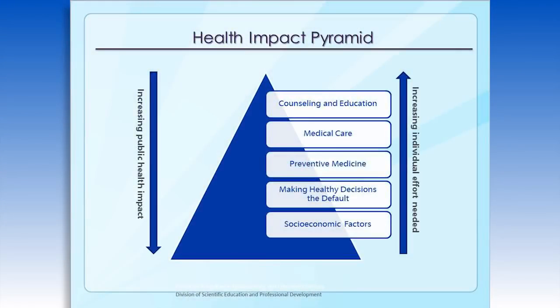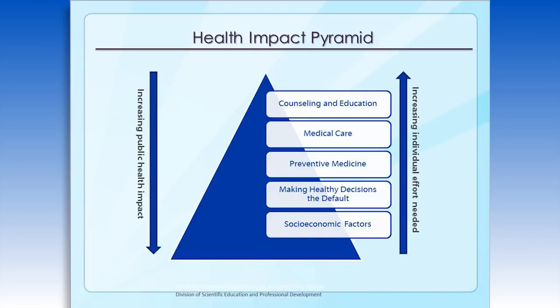To address the health determinants on the slide that we just discussed, we have to have a plan of attack, a means to effect change. The health impact pyramid describes such a plan. It shows the impact of different types of public health interventions. So as we move down the pyramid, the public health impact grows greater, and as we move up the pyramid, the amount of individual effort to achieve impact increases.